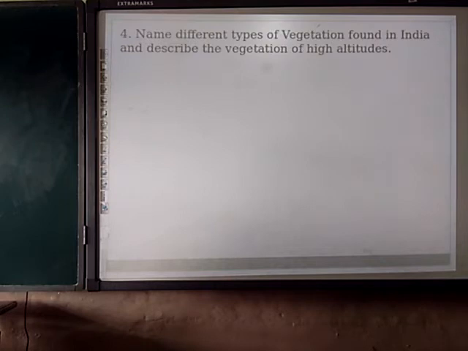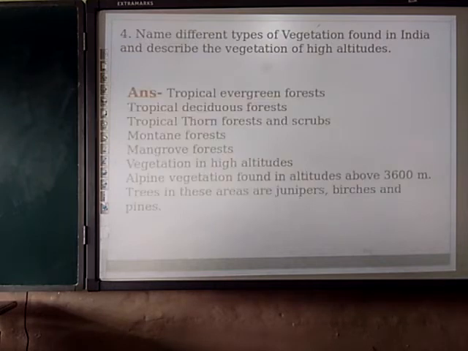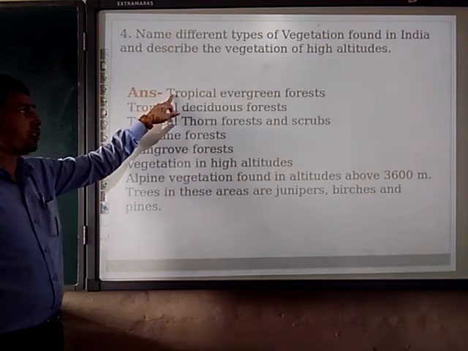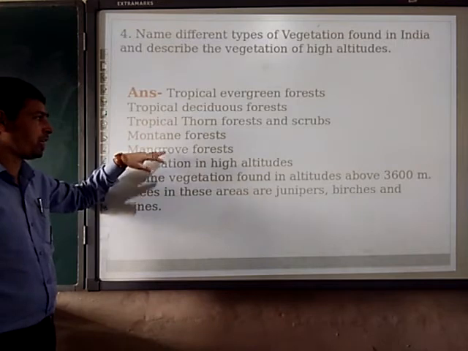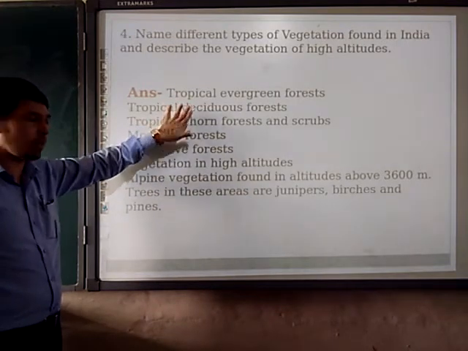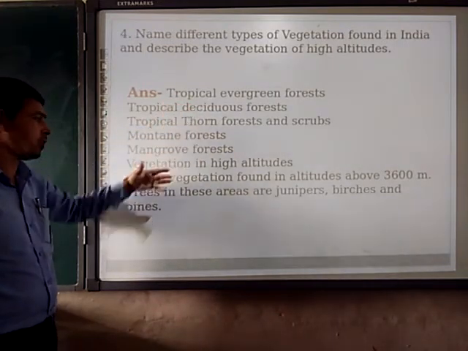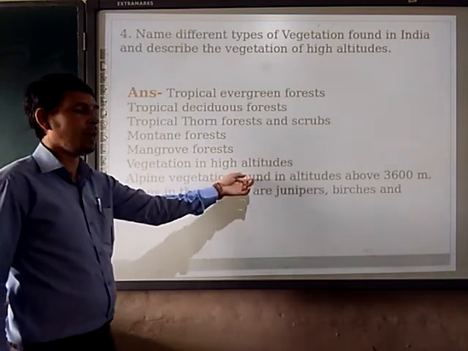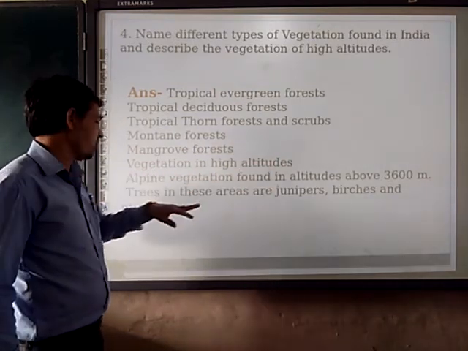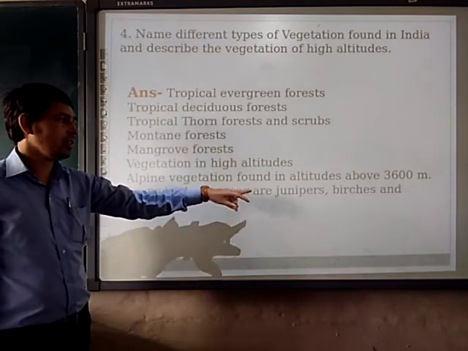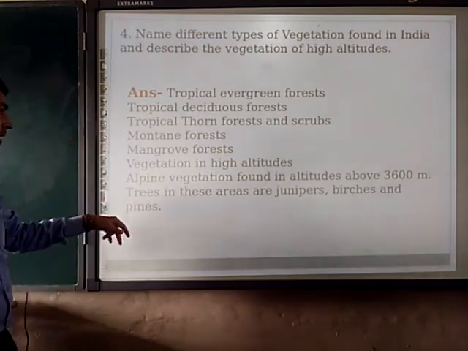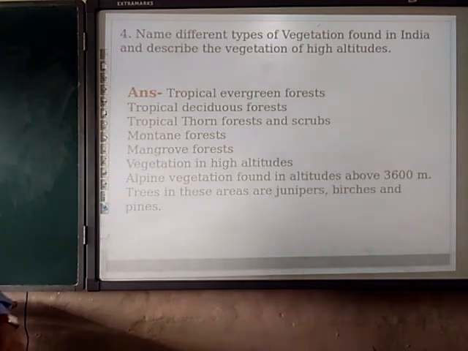distinguish between the 2. Name the different types of vegetation found in India and describe the vegetation of high altitude. So these are the 5: tropical evergreen, tropical deciduous, then the thorny forest, mountain and mangrove, which we have discussed. These are the 5 types, and in the high altitude we know about alpine vegetation found at a height of 3600 meters. Trees in these areas are birch and pines. Please make a note of it.